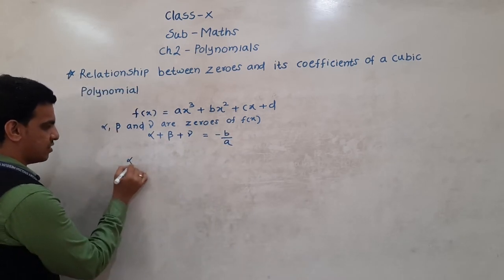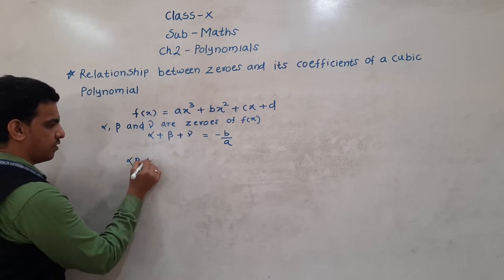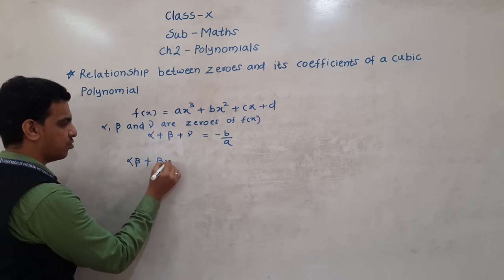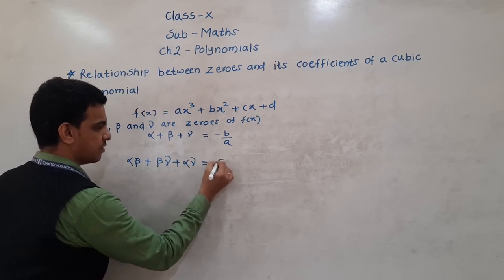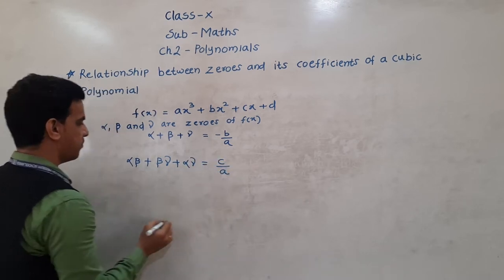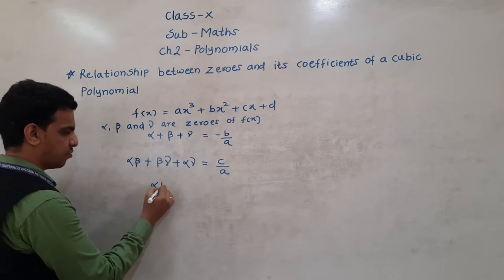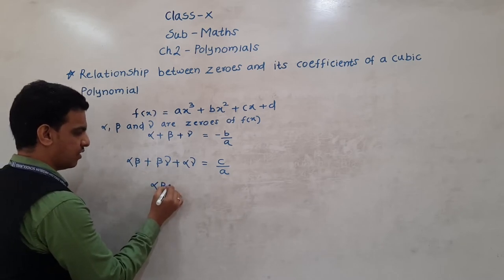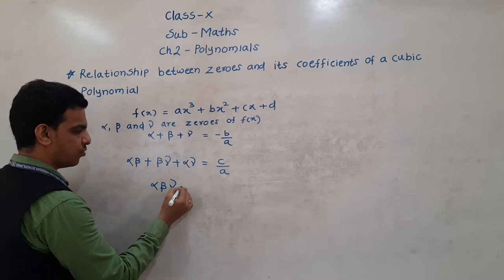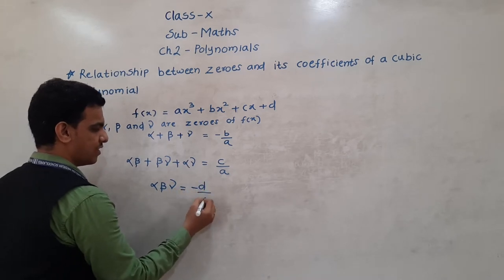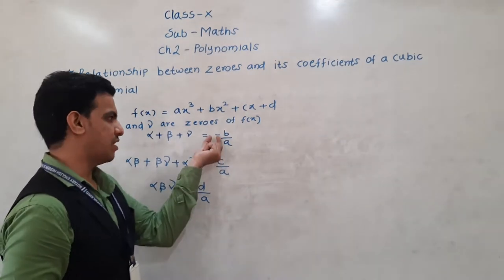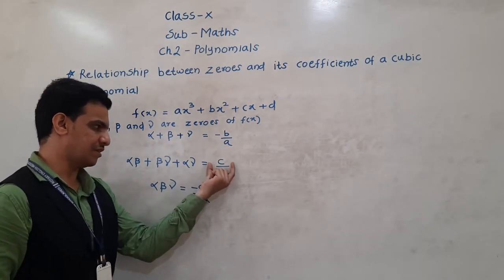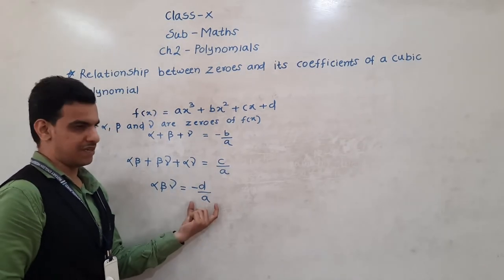Then the second relation is alpha into beta plus beta into gamma plus alpha into gamma is equal to c by a. And the third one is the product of zeros, that is alpha into beta into gamma is equal to minus d by a. So there is an alternate plus minus sign: minus b by a, then c by a, and then minus d by a.